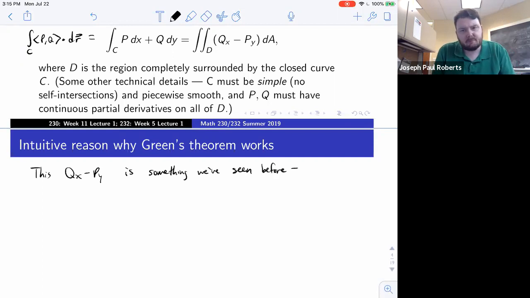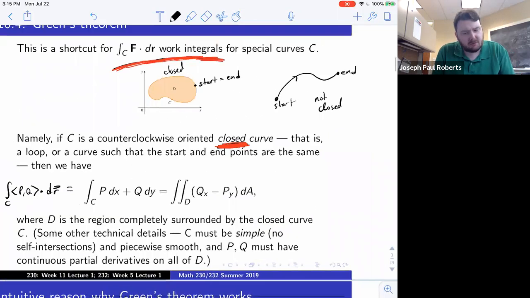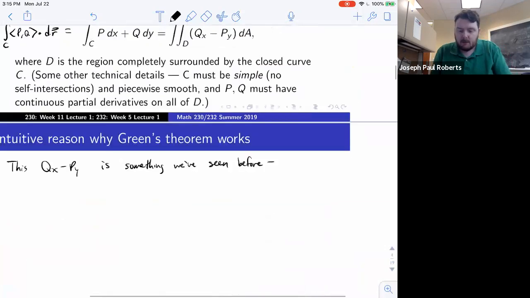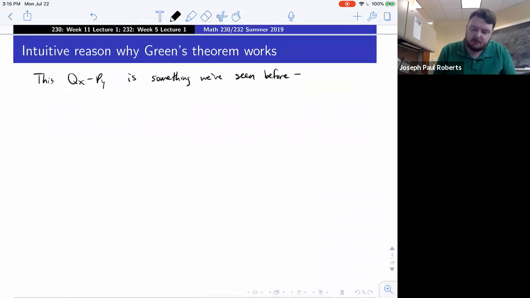Basically, it had to do with conservative vector fields. So remember, when we have a conservative vector field, Qx equals Py, which of course is just another way of saying Qx minus Py equals 0. So this Qx minus Py is something we've seen before. It's 0 for conservative vector fields.